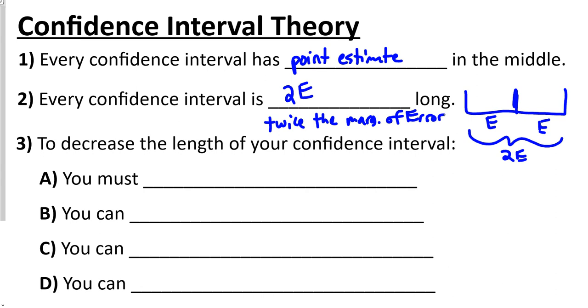All right, number 3, to decrease the length of your confidence interval. If you want that confidence interval to be smaller, we kind of did with that last example. A couple things you could do if you want that to be smaller. Number 1, to decrease the confidence interval, we could decrease the margin of error.